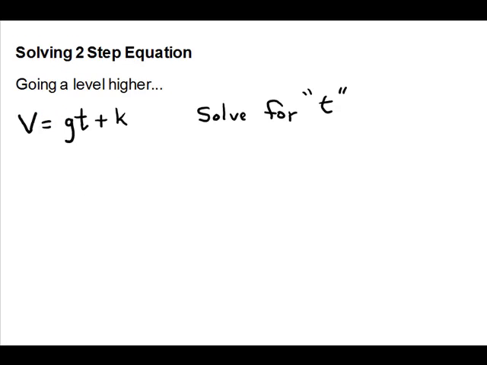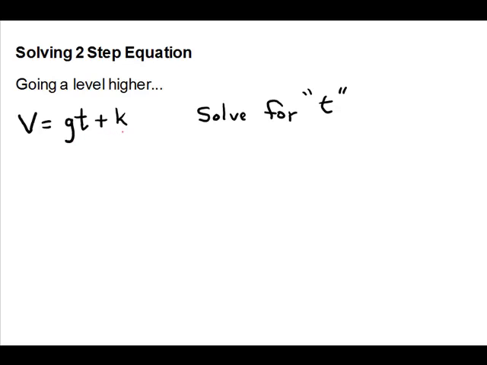Let's go a step higher and solve a 2-step formula. In a formula, they have to tell you which variable you're going to solve for. And so they ask us to solve for t. That means we want to isolate the t. We will start on that side. So we find the t. Notice the g is right beside the t, so it's multiplied. So we'll leave that till last.